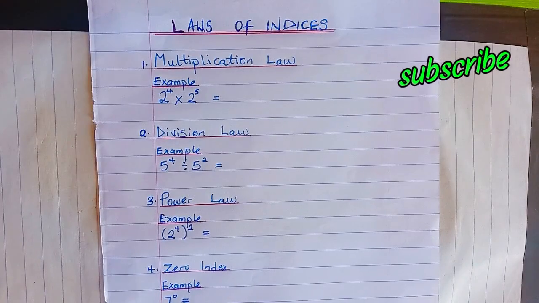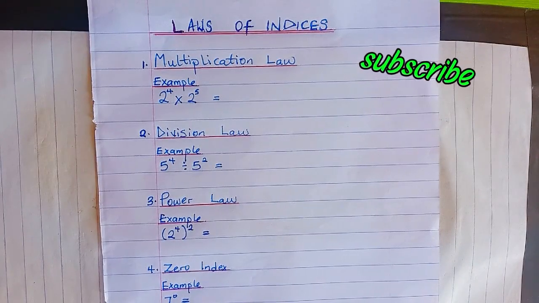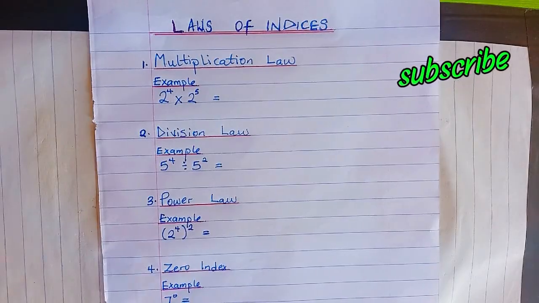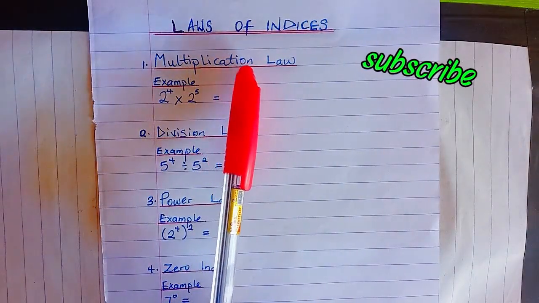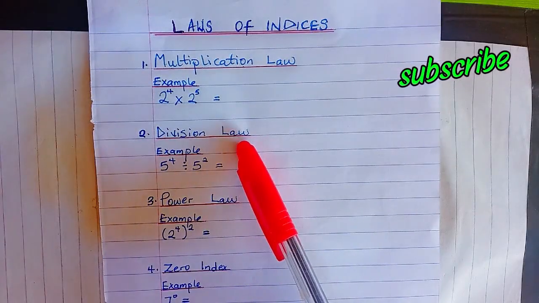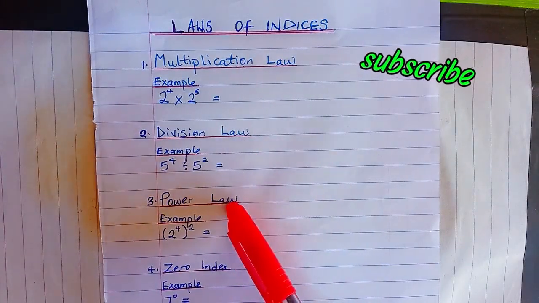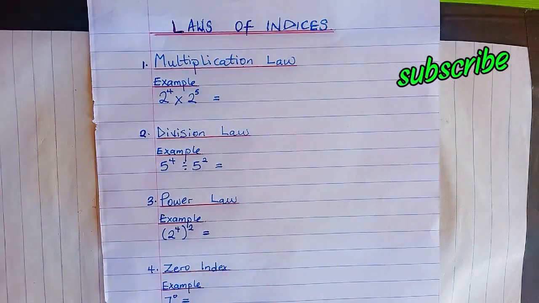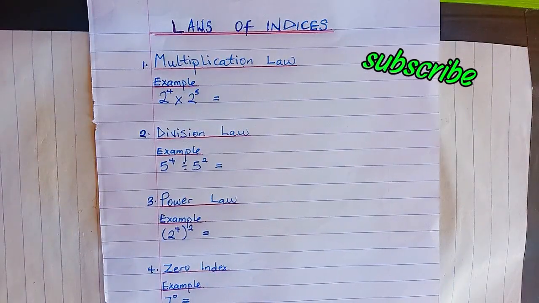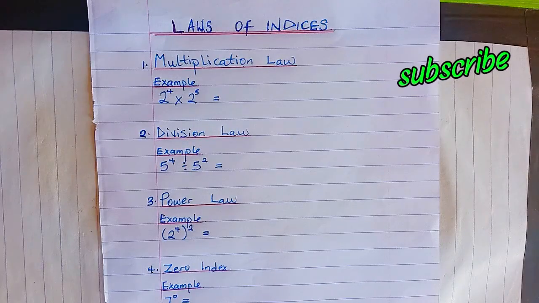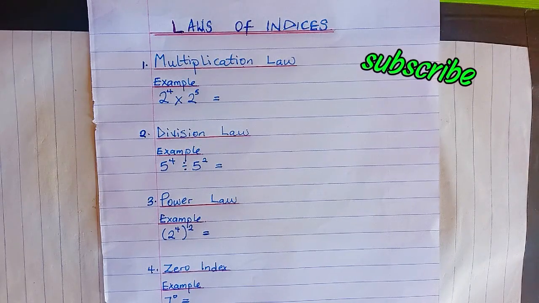Today we'll be looking at laws of indices, where we have multiplication law, division law, power law, zero index, and negative index. And we'll be taking them one after the other.